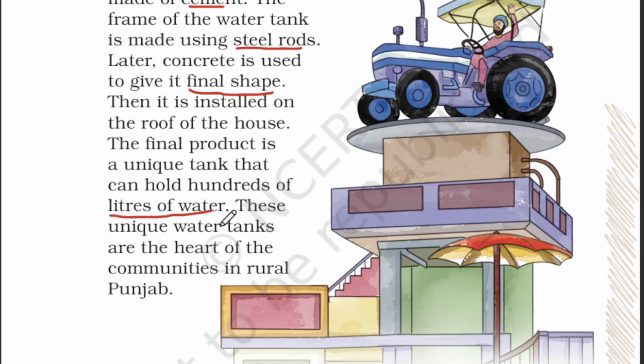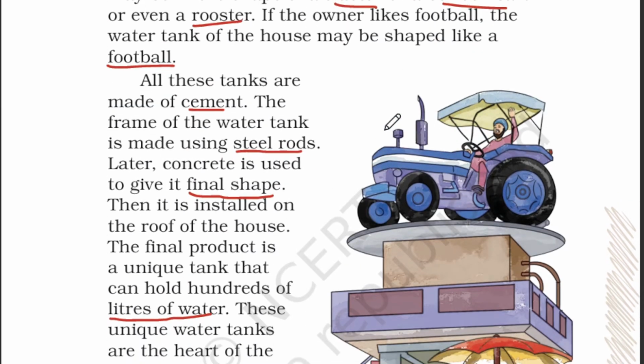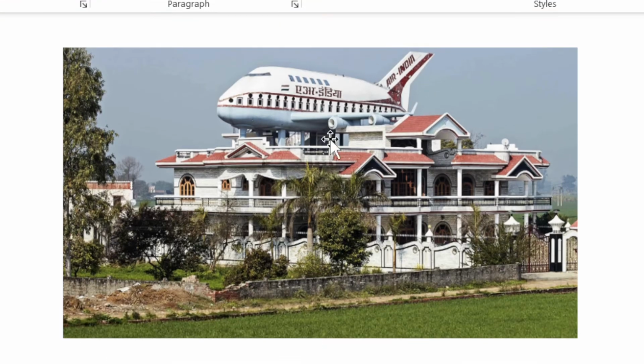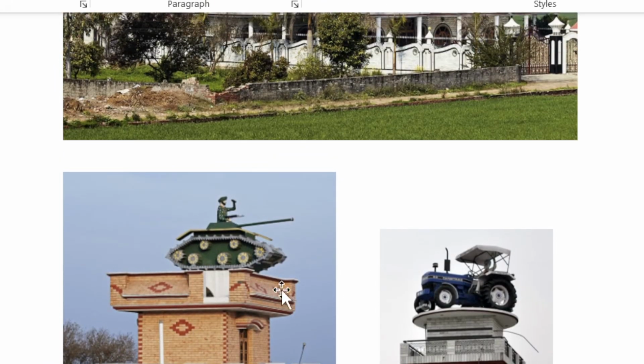These unique water tanks are the heart of the communities in rural Punjab. Everyone knows about it. I would also like to show some real pictures of water tanks in Punjab. I have taken a few pictures from a website. Look at the first water tank. See a beautiful house. They have constructed the water tank as a beautiful aeroplane, like Air India. Next we have a picture like a person who might be working in the Indian Army.